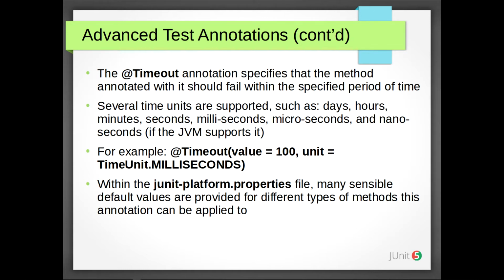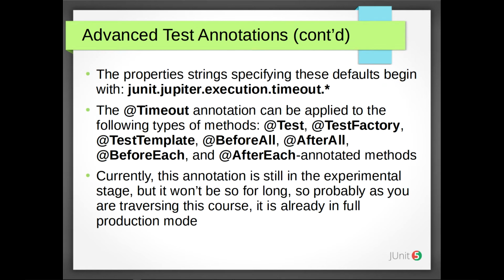Within the junit-platform.properties file, many sensible default values are provided for different types of methods this annotation can be applied to. The property strings specifying these defaults begin with junit.jupiter.execution.timeout.*. Obviously, star is the value of a default. So please, I'm going to take about 10 seconds for you to write it out, and you can look up the junit-platform.properties file for examples.